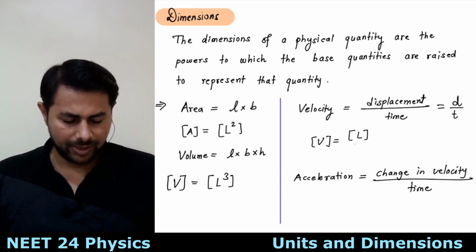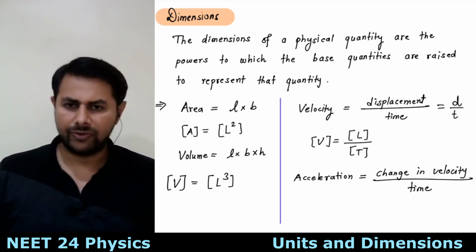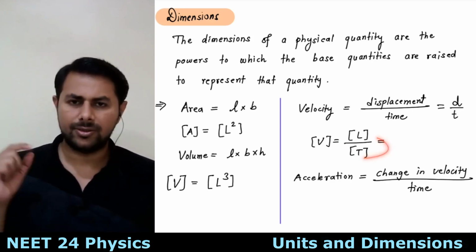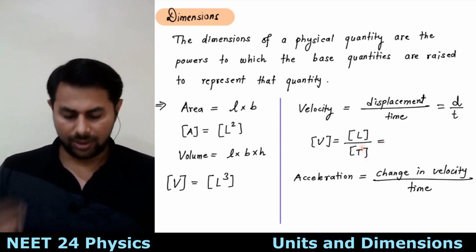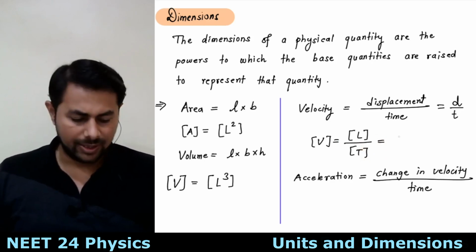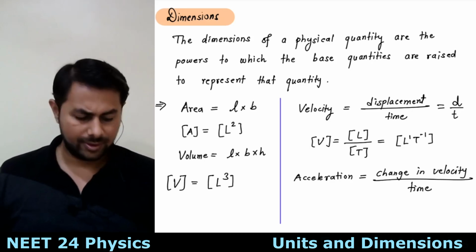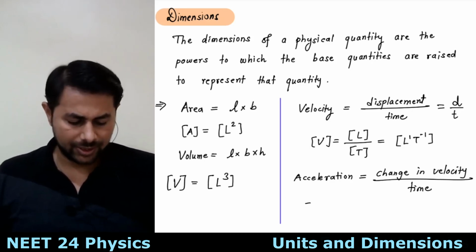So what would be the dimensions of velocity? It's length in the numerator and time in the denominator. We write that in capital letters. Take the time to the numerator: here it is t raised to 1, and in the numerator it becomes t raised to minus 1. That's why the dimensions are L1 t raised to minus 1, right?